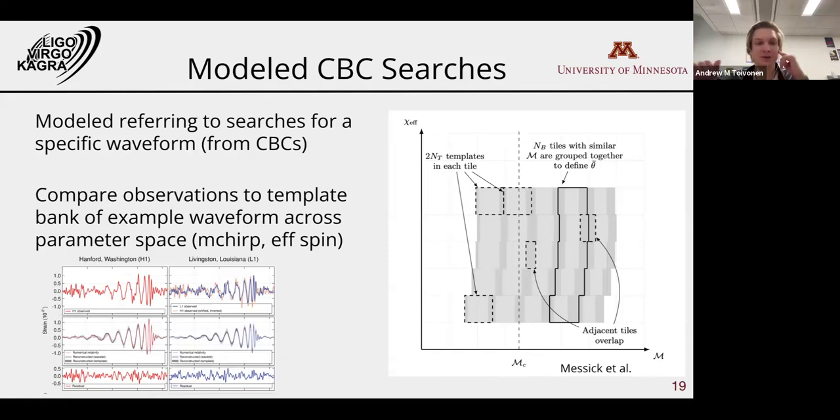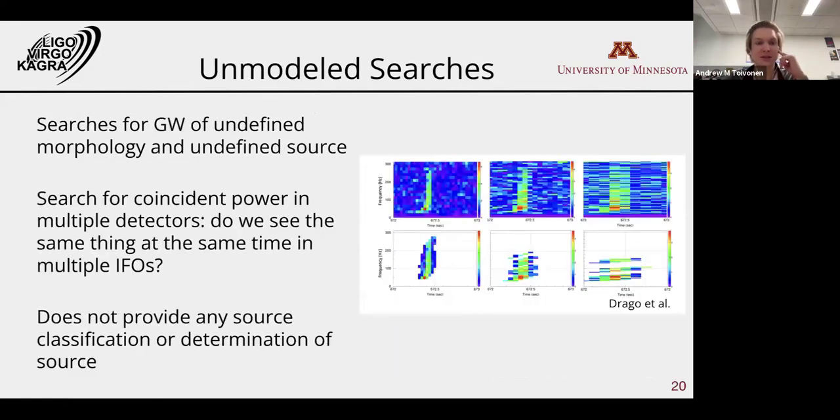Okay, unmodeled searches. This is another way that we can do this, and these are searches for gravitational waves from undefined sources or morphologies. So again, we're not looking for this chirp signal. We're just looking for anything that is loud and happens at multiple detectors at the same time. So instead of looking for something that we expect to see and know what it looks like, we're just looking for the same thing at the same time in multiple interferometers.